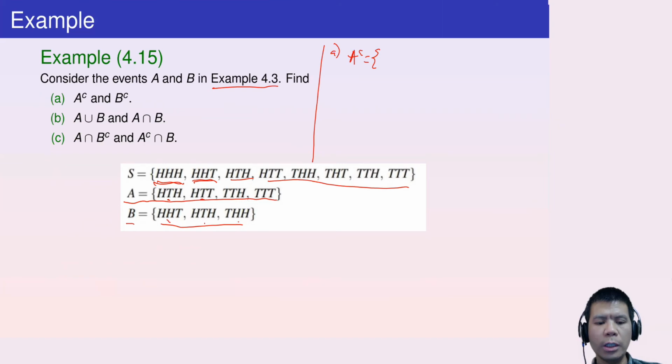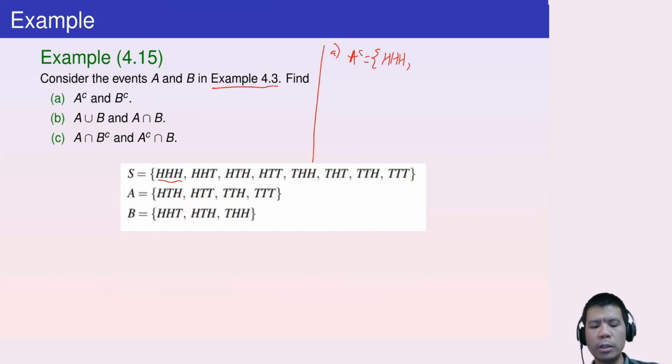Okay, so not in A, as we can see. So is this one in A or not? This is not in A, so not in A is good. So it's in the complement, right? So how about this one? Is this one in A or not? It's not in A, so it's good. So we have H, H, T. Now how about this one? Well, this one is in A, right?